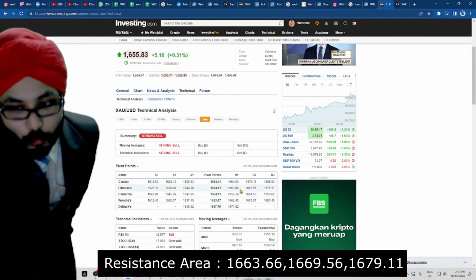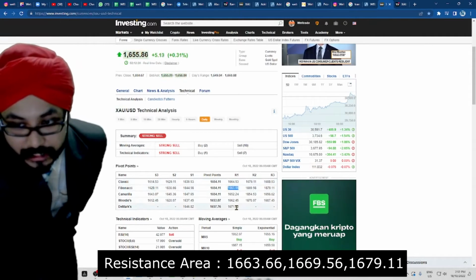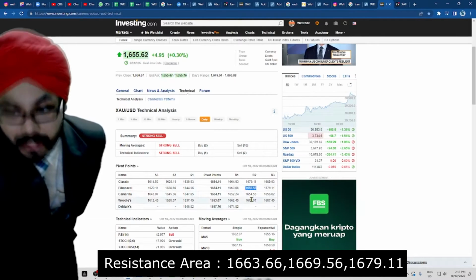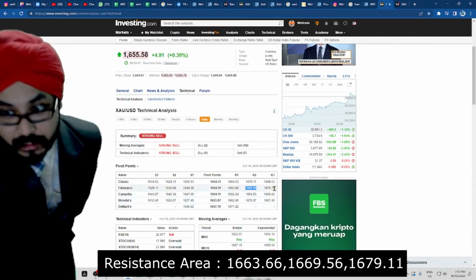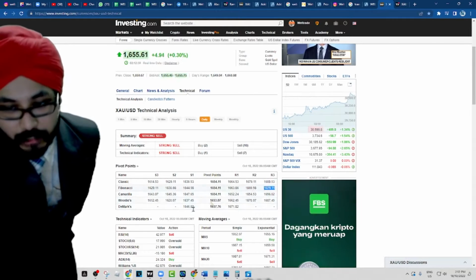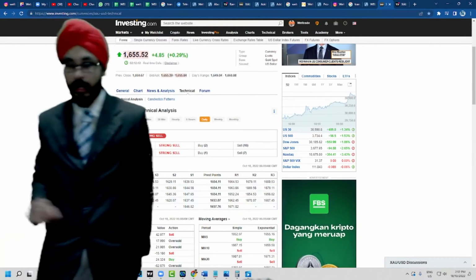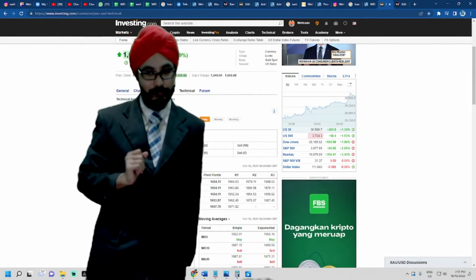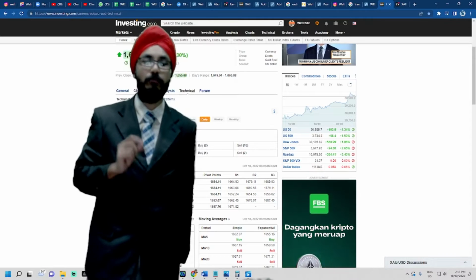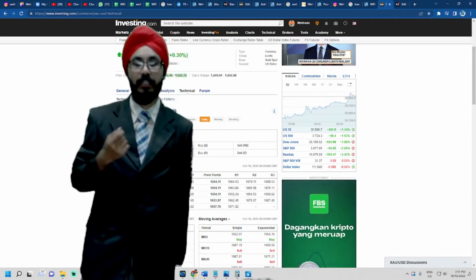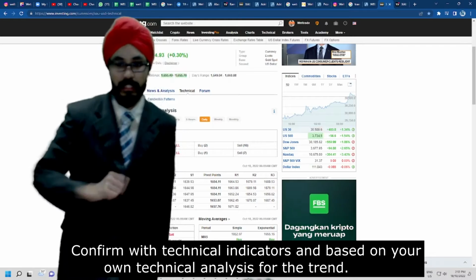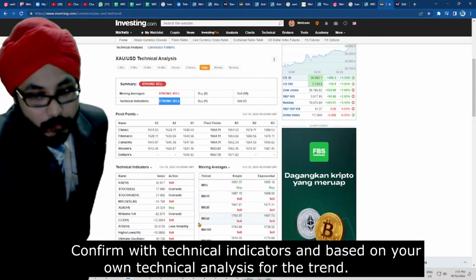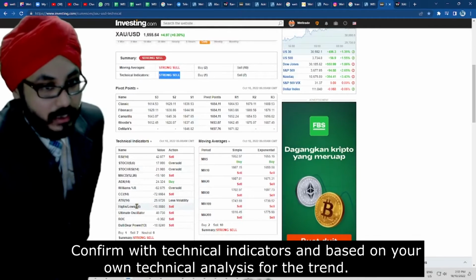And for our resistance 1, we have 1663.66. For our resistance 2, we have 1669.56, and for our resistance 3, we have 1679.11. These are the support and resistance points that we have. What we have to do is see what our technical indicator says. As we are able to see here, our technical indicator says a strong sell based on all these technical indicators over here.